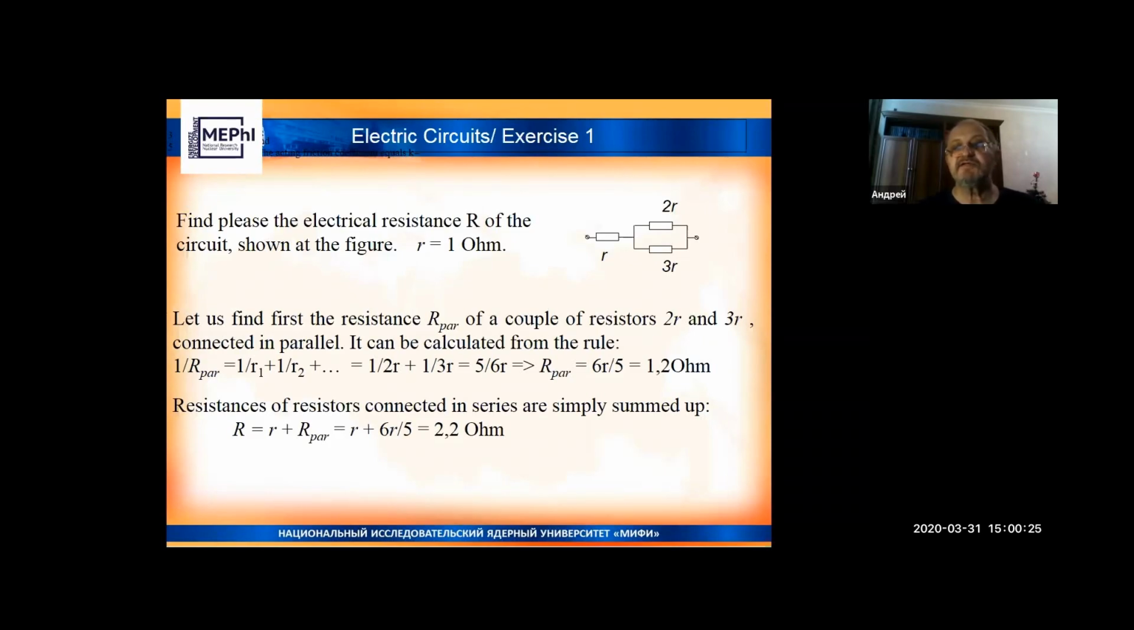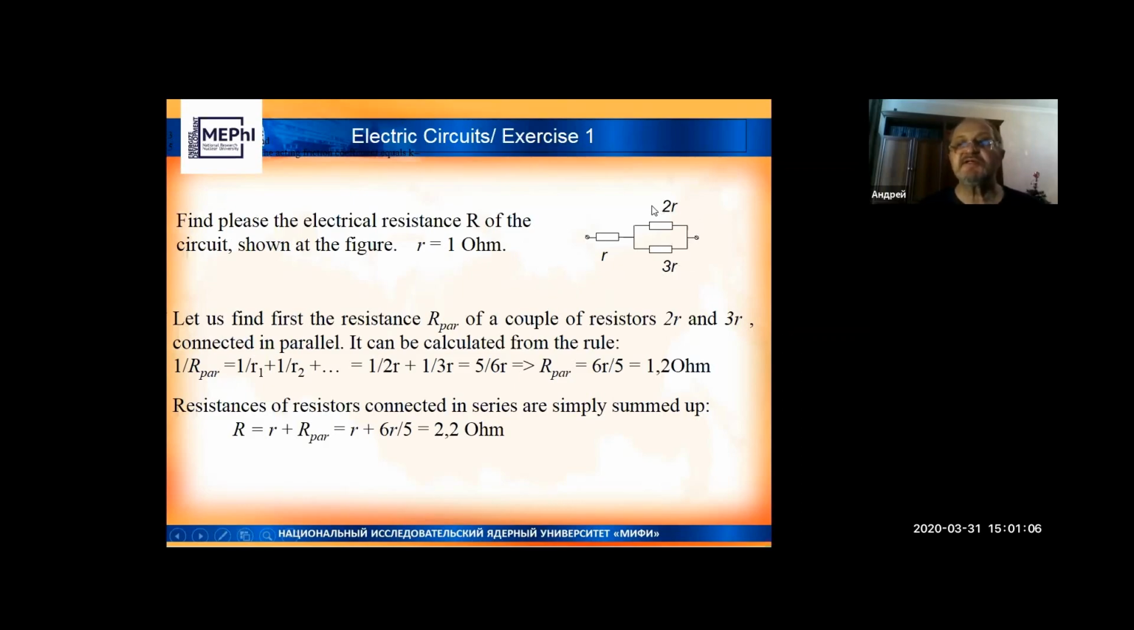Well, let's first consider a simple one. Look at the scheme, look at the picture. Imagine that you have an electric circuit looking like that, consisting of 3 resistors. 2 are connected in parallel, where the resistance is 2 and 3 ohms, and 1, where the resistance is 1 ohm, is connected to this couple in series. So the question is, what will be the total electrical resistance of all the circuit, measured between points marked at the scheme to the left and to the right of it?